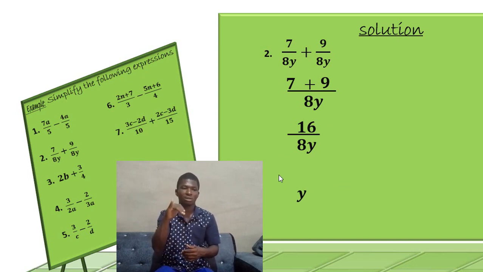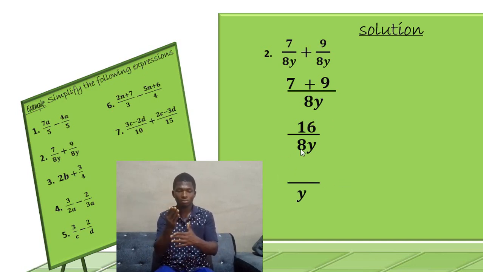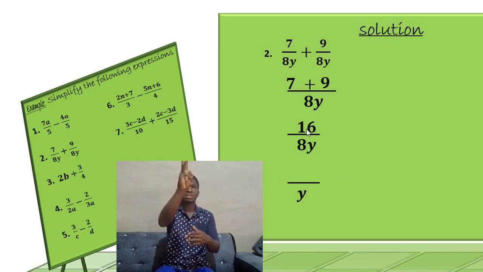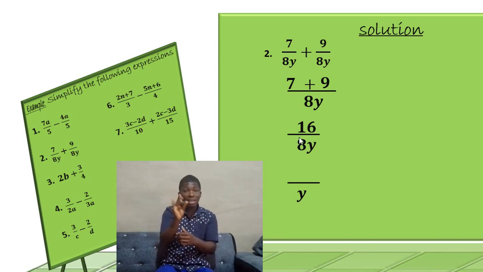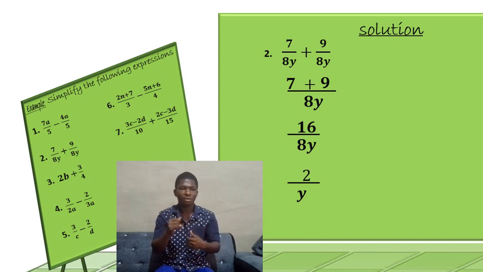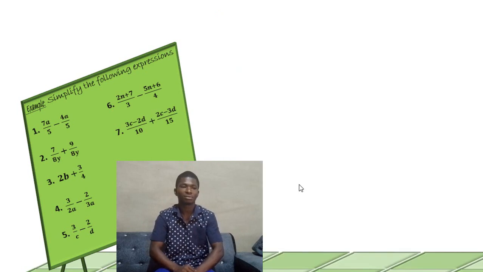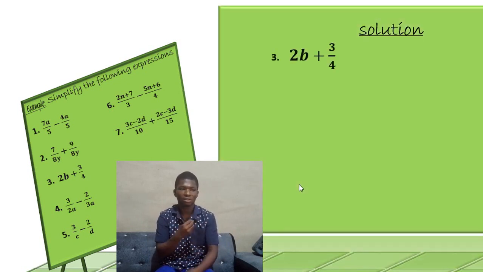So you are having y over, here 8 divides 8, that's 1. Then 8 divides 16, that is 2. So we are having 2 over y as your answer. Okay, so let's move on, and here is question 3.